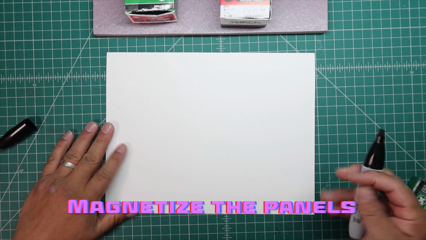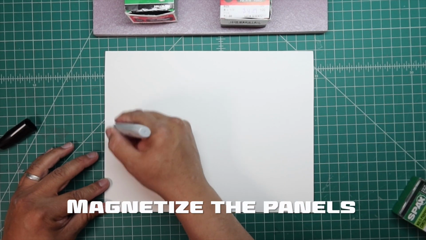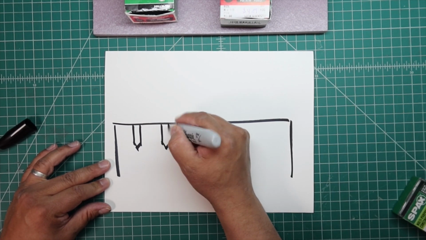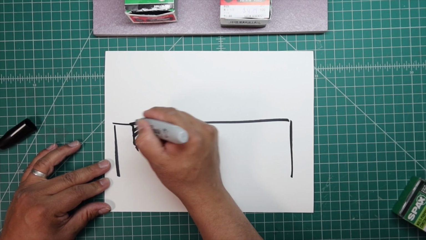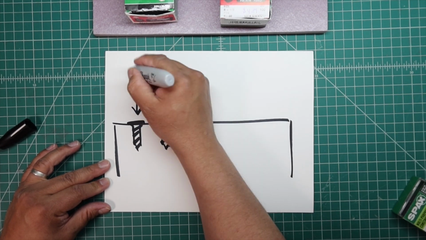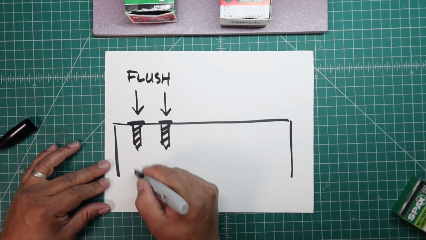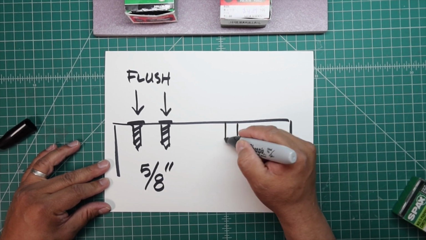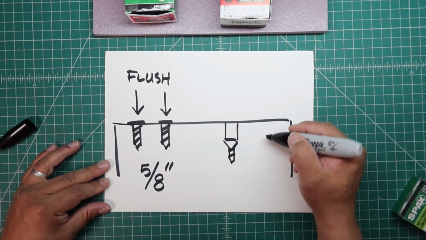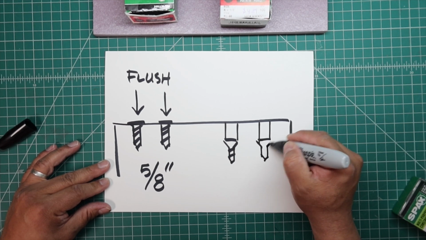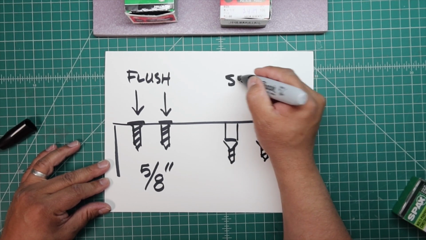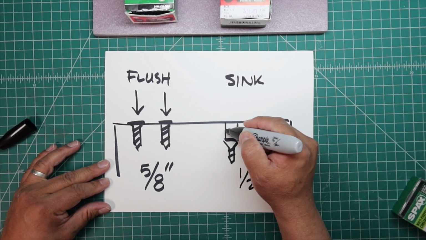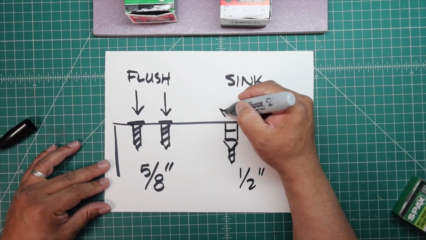The next step is to magnetize each panel. What you're going to do is you're going to take 2 5/8-inch screws and you're going to drill them in flush with the foam. You don't have to use 2 different size screws. I think you could actually use 1 size for everything. The next thing you're going to do is you're going to take 2 1/2-inch screws and you're going to sink them down low enough so that you can drop in 2 magnets on top of them to magnetize that side of the panel.